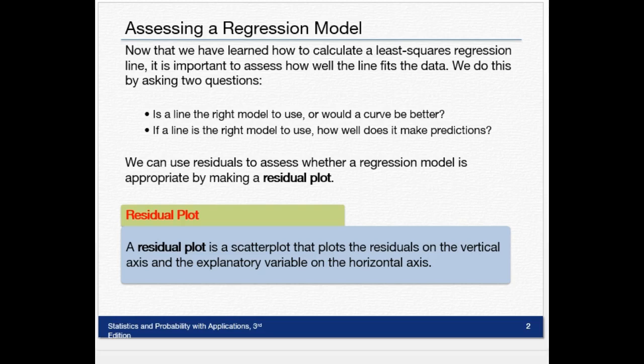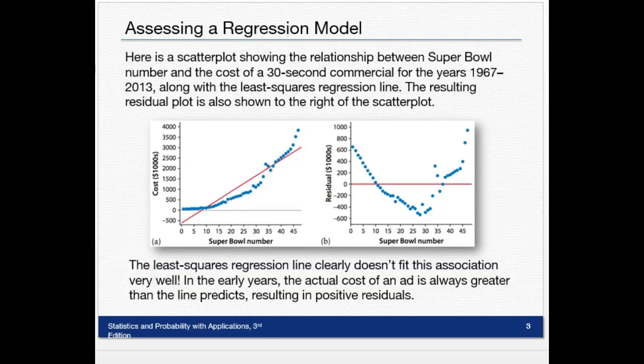So we can use the residuals to assess whether a regression model is appropriate by making a residual plot. A residual plot is a scatter plot that plots the residual on the vertical axis and the explanatory variable on the horizontal axis. Okay, so let's look at one. Here's a scatter plot showing the relationship between the Super Bowl number and the cost of a 30-second commercial for the years 1967 to 2013, along with the least square regression line resulting. The resulting residual plot is shown to the right of the scatter plot.